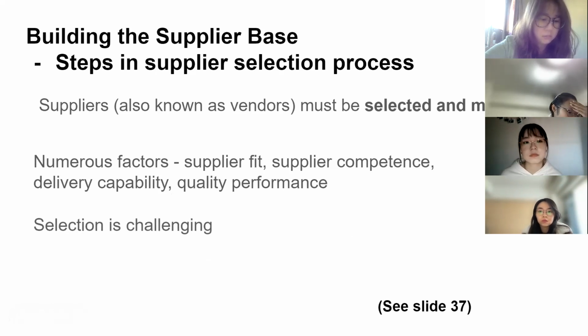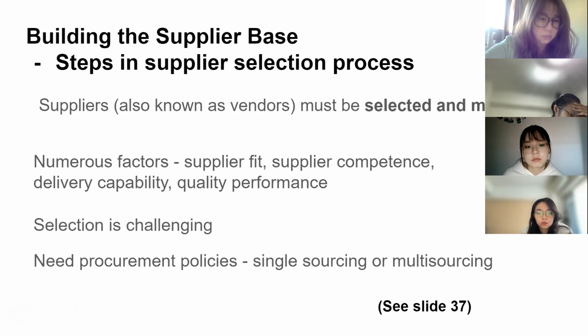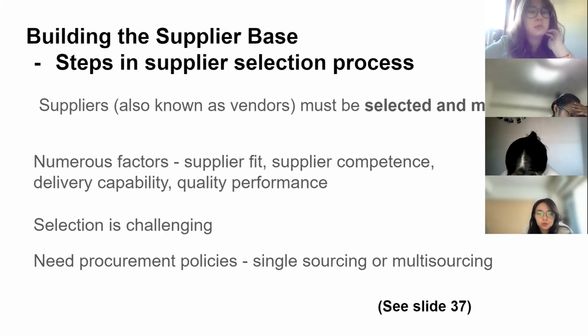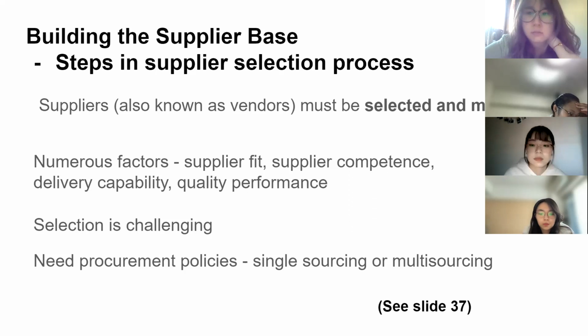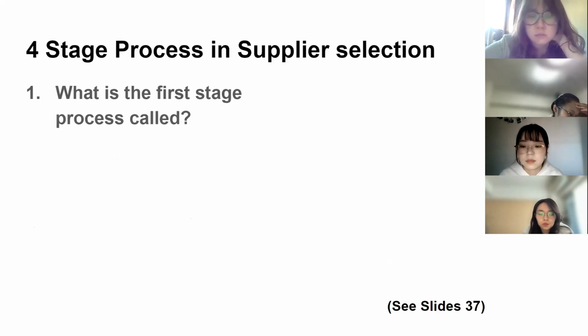Of course, the selection is challenging. So how do you actually select suppliers? And of course, it depends on the company's policies, whether you are going for single sourcing, like what we discussed last week. Do you want to have many suppliers, or do you want to have one supplier? Okay, so there will be different policies. Companies have their own procurement policies.